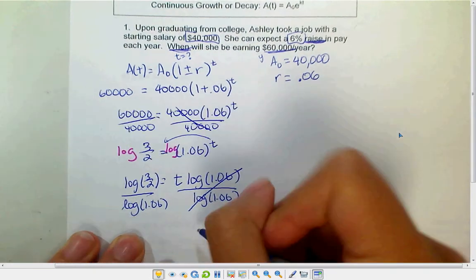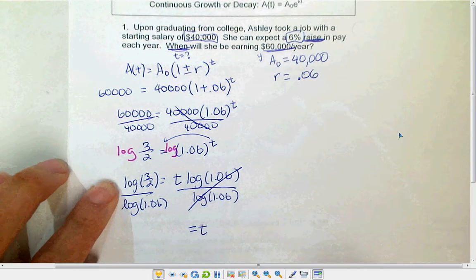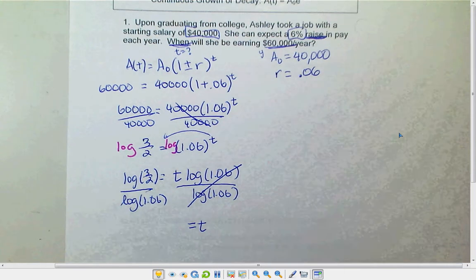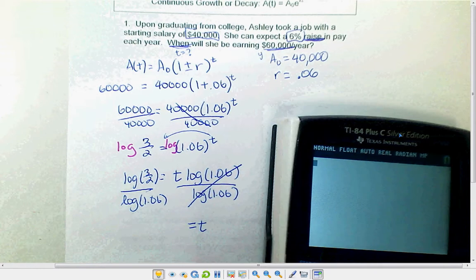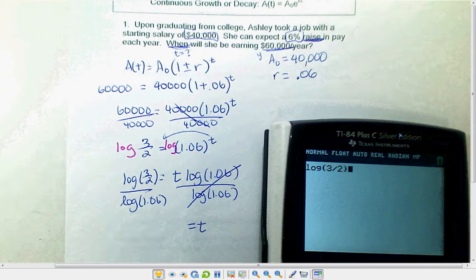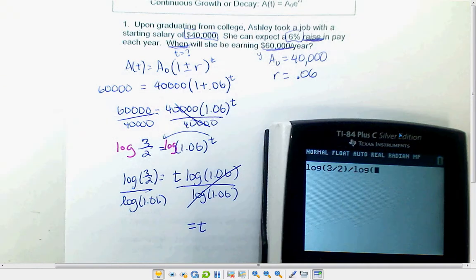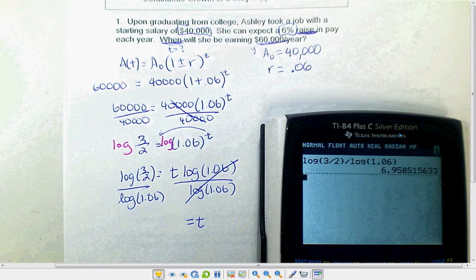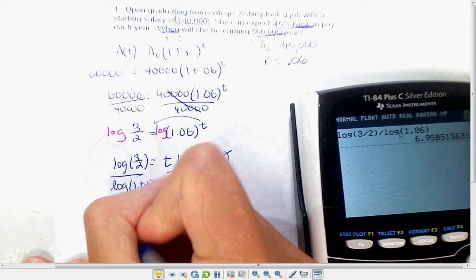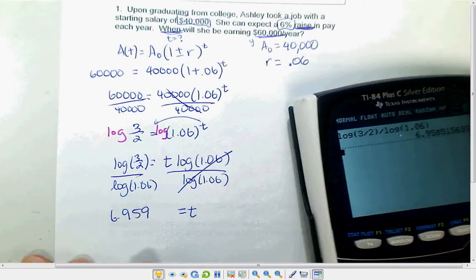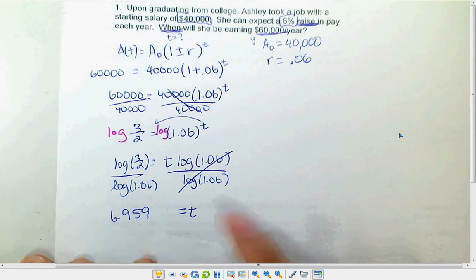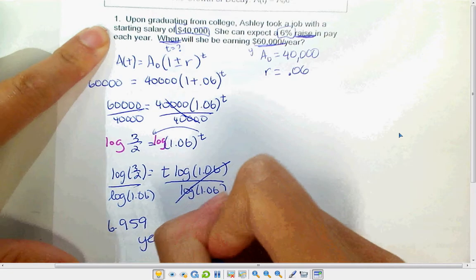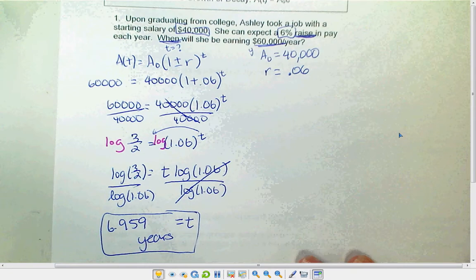So this leaves us with t is equal to, and now we just type this into our calculator. So we have log of 3 over 2 divided by log of 1.06 gives us an answer of 6.95. Let's round to 9. And since this is time, let's go look at our problem. Time in this problem is measured in years. So this is our answer for number 1.